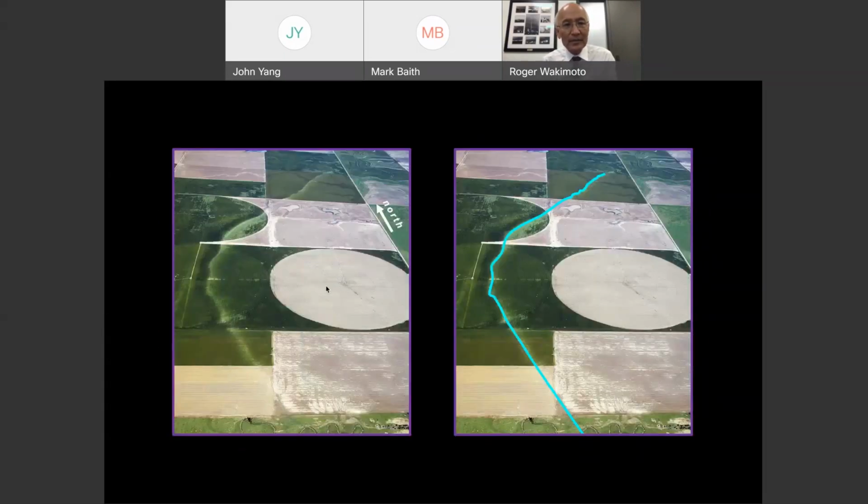And then the images are the same, both left and right. All I've done on the right is highlight the tornado track. But I think you can see it on the left, so probably it wasn't worth highlighting it. These are just illustrative examples of the tornadoes.